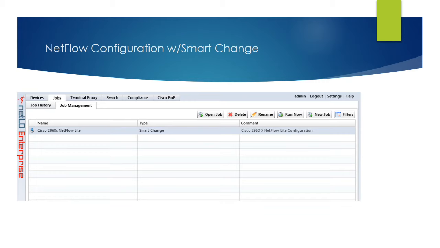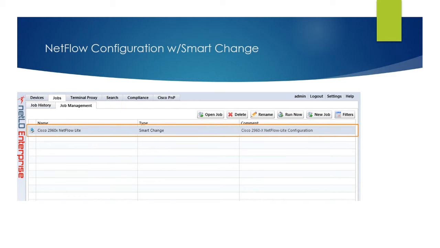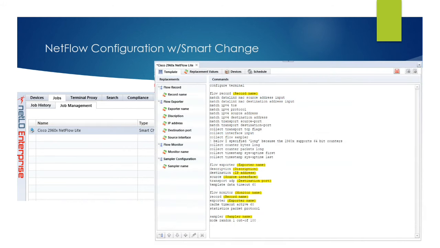The last feature we're going to show you today is what we call Smart Change. On the Jobs tab, under Job Management, we've pre-created a Smart Change job to configure NetFlow on a Cisco device for this demo. If we double-click on the job, we can open up the editor where its contents are defined. Now, I know while this looks busy, the workflow is actually very simple.